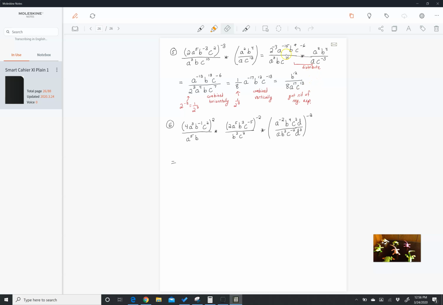So it's the same thing. Distribute, then it's going to consist of adding exponents as we combine horizontally, subtracting exponents as we combine vertically, and then getting rid of negative exponents. It's just a little bit longer to do. So we're going to distribute this 2. That gives us a 4 squared. Don't multiply. These get multiplied. A to the 6th, b to the negative 2, c to the 4th.